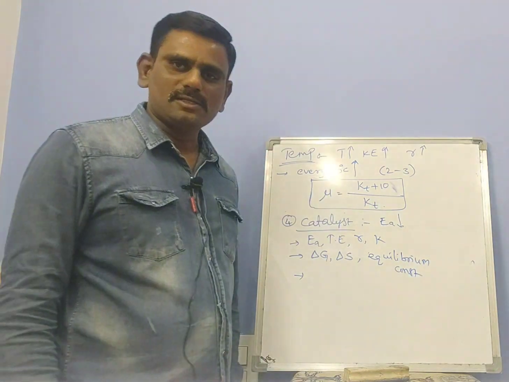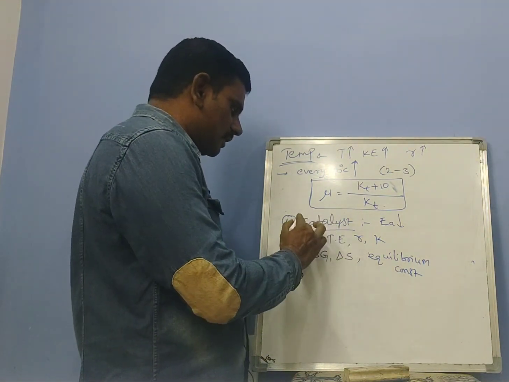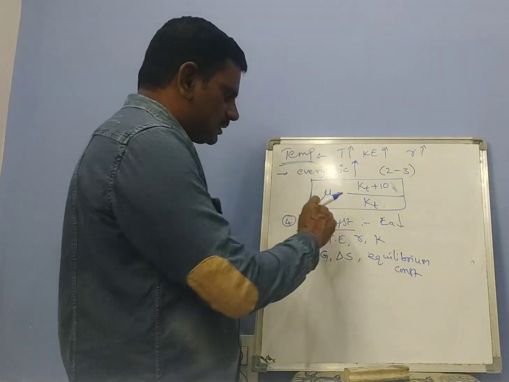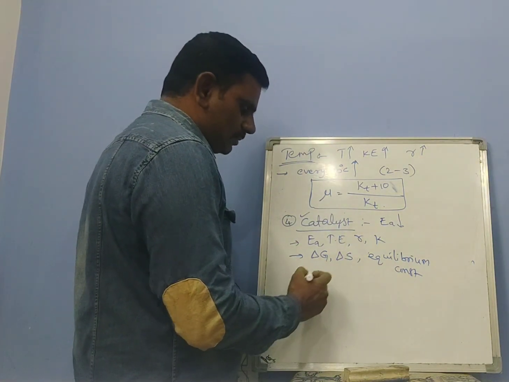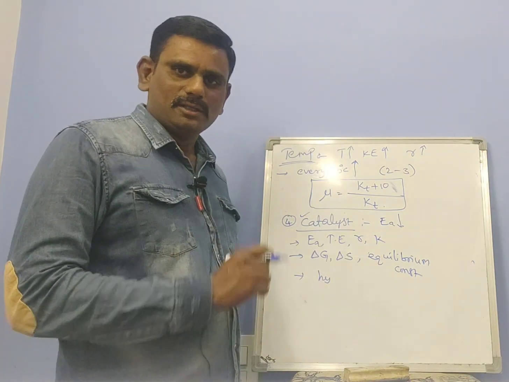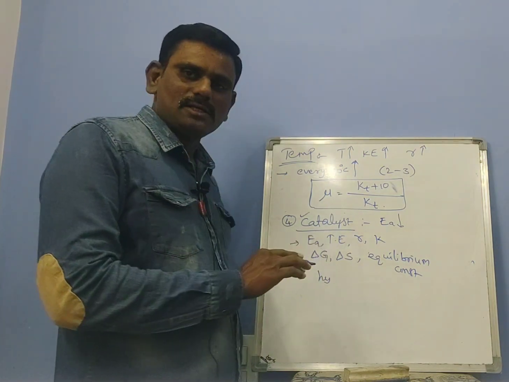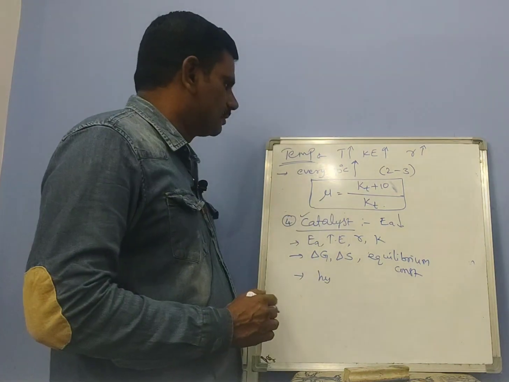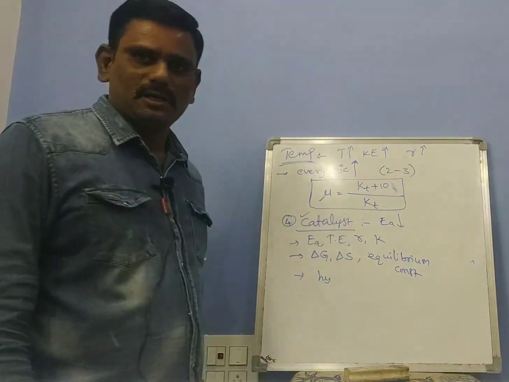Sometimes the rate of chemical reaction depends on the concentration of catalyst also. In some reactions, rate of chemical reaction depends on the concentration of catalyst also. For example, hydrolysis of methyl acetate in presence of acidic medium. In that, the rate of reaction depends on the concentration of H plus added. That is also the main point here. So these are the factors which are influencing the rate of reaction.